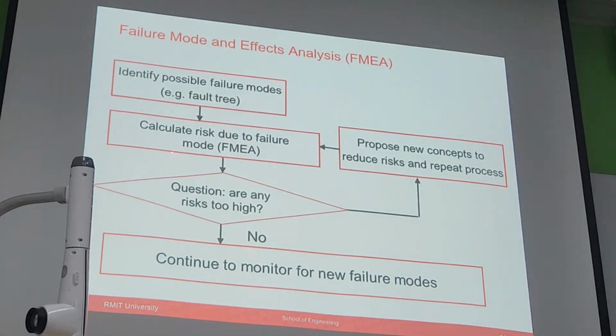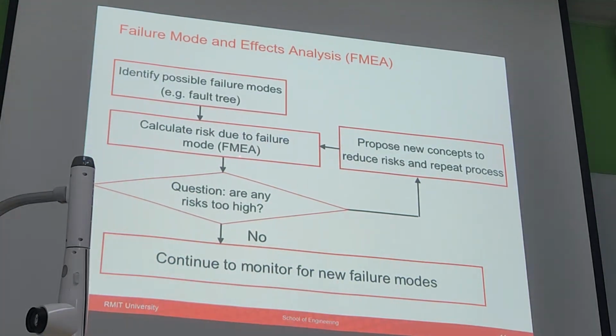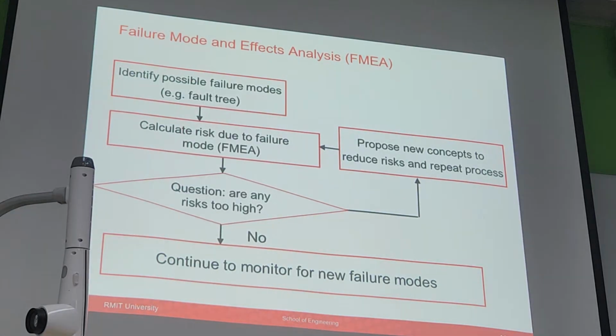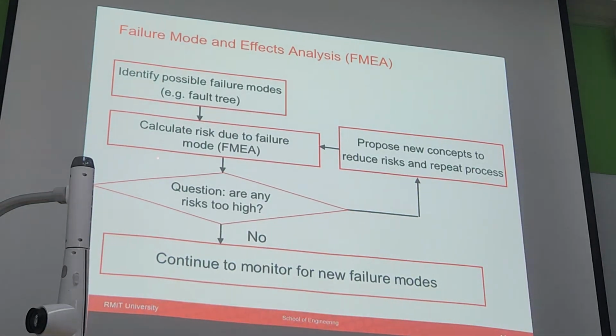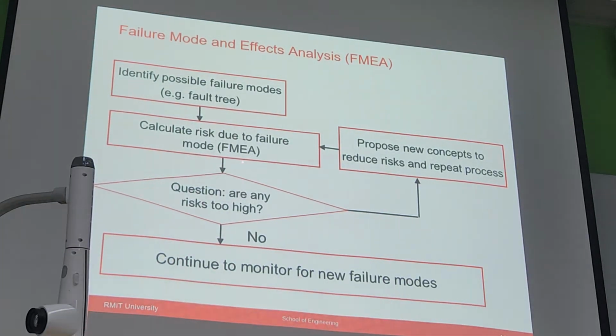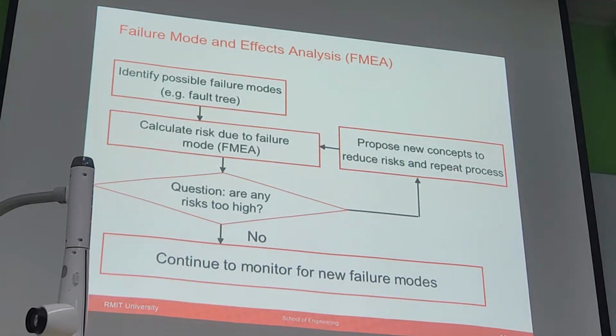The next step is to calculate the risk due to the failure, FMEA, and after that ask a question: are any risks too high? If yes, you have to propose a new concept generation, reduce the risk and repeat the process if it is very high. If very low, then continue to monitor for new failure modes. Okay?